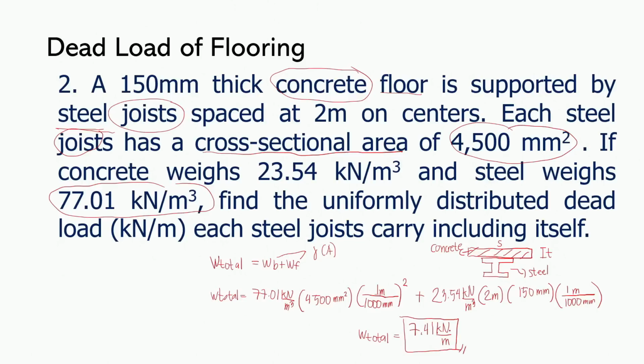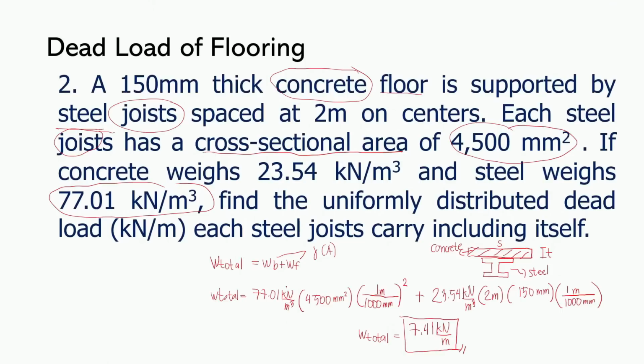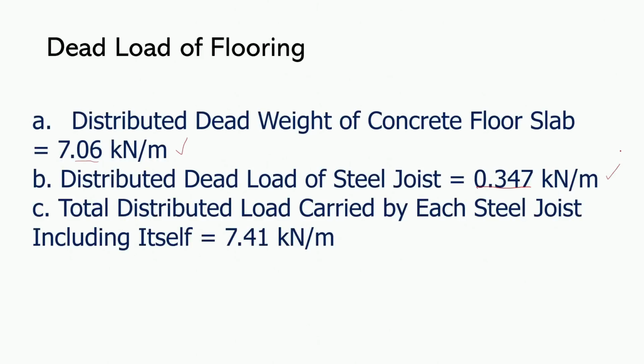And so let's try to check our answer. Now we have 7.41. However, these were also solved, and so let's try to check. Considering the weight of the beam, we have 0.347 kN per m. And then for the floor, we have 7.062 kN per m. And so let's try to check. The same lang dito. And so tama yung solutions natin.